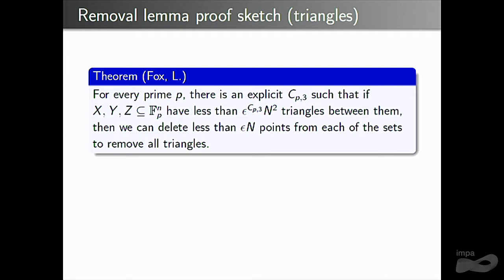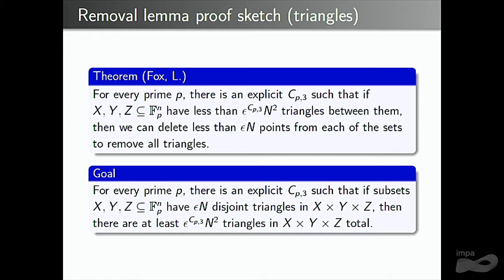OK. So here's our theorem. What we prove, first we have this slight reformulation of our theorem, which is that if you have three sets in F_p^n, and you have epsilon times n disjoint triangles, then there are at least epsilon to the power c n squared triangles in their cross product total.